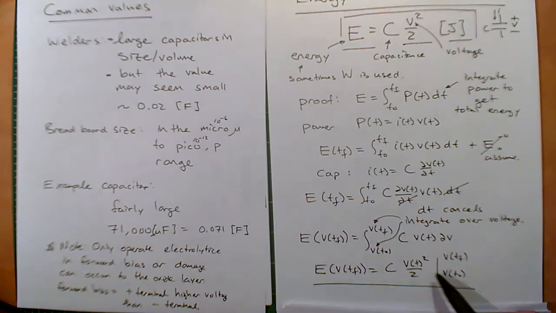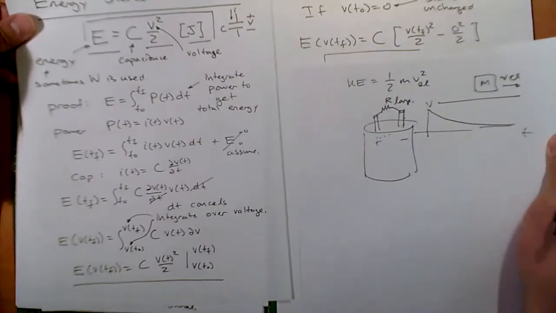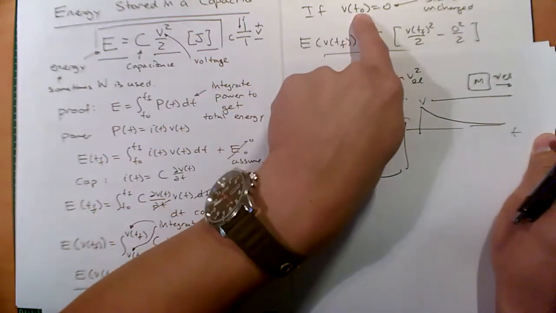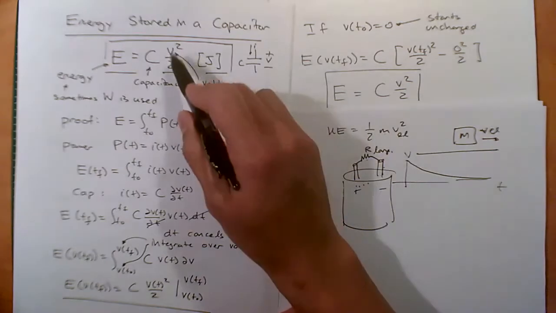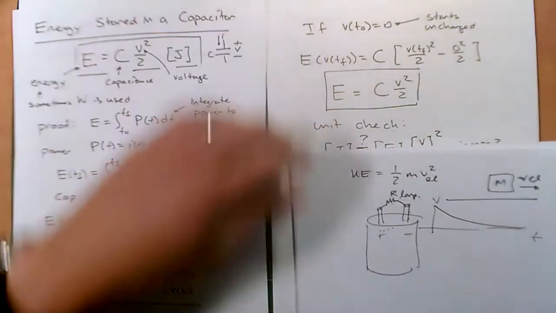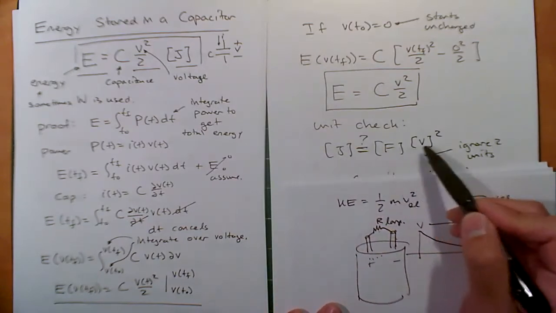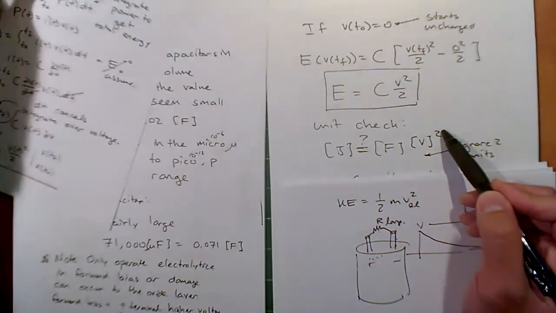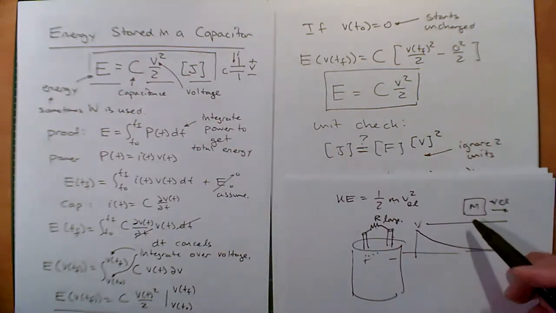Okay, no problem here. Now we can just plug in our values. And if we assume that the initial voltage is 0, uncharged, we get our equation in joules, not watts, right? So you can always check the units. Does a joule equal a farad times a volt squared? It's always good to check these kinds of things.